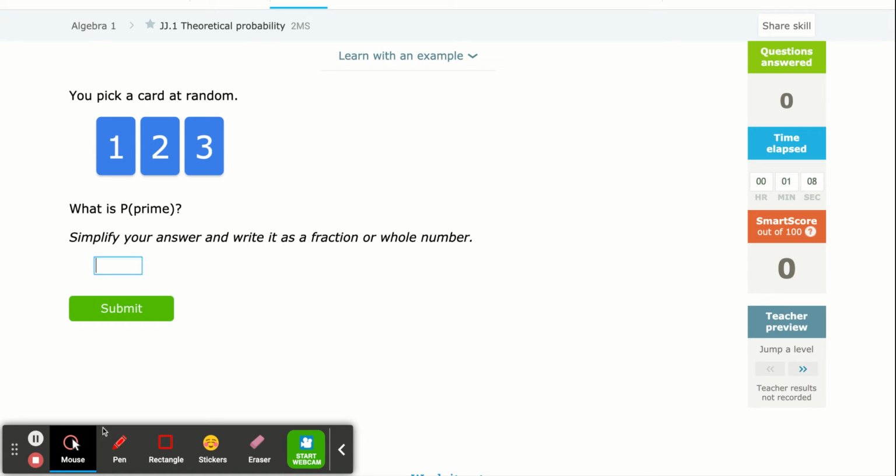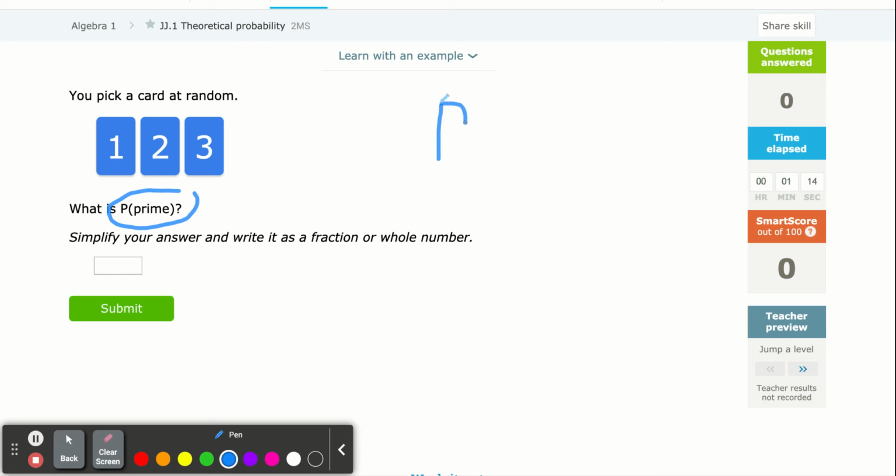Now, the way this is written, I want to emphasize what this means here. This P just stands for, they're asking for what's the probability. It's not a variable. It's not P times some prime number. It's just what's the probability of whatever they have written in here happening, whatever this event is. So for this particular problem, they're asking what is the probability that you draw a prime number?